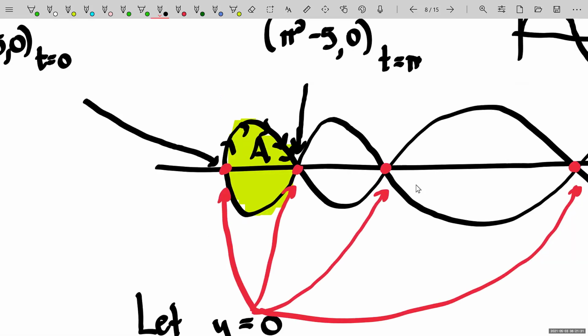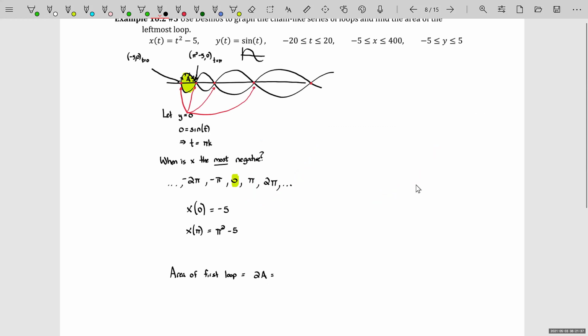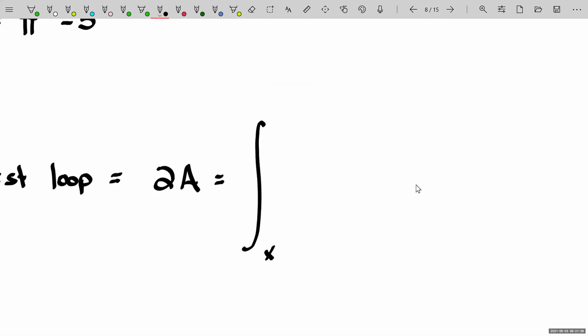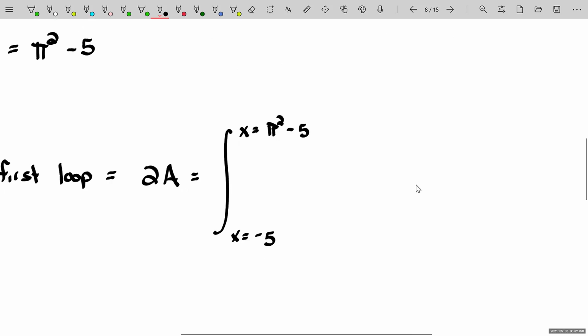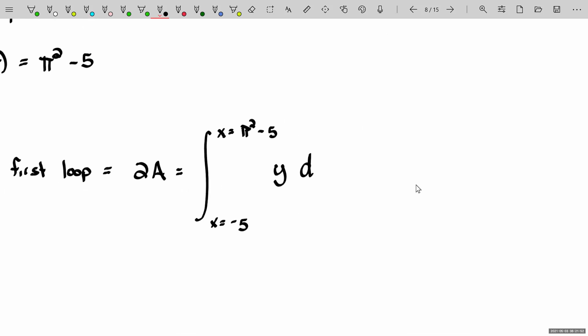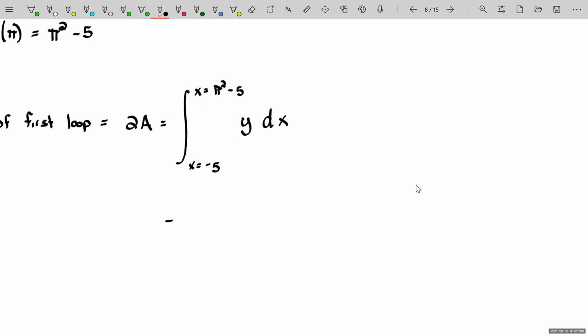I'll wait for my screen to catch up. There we go. It's going to be twice that area. So I want twice that area. The area starts at x equals negative 5. It ends at x equals pi squared minus 5, of y dx. Oops, there should be a 2 in front of there, by the way.